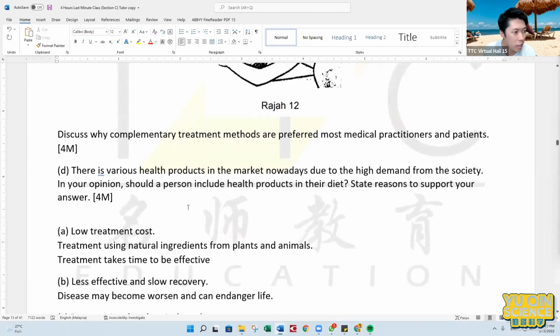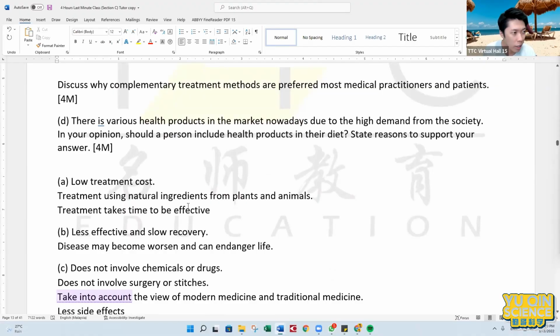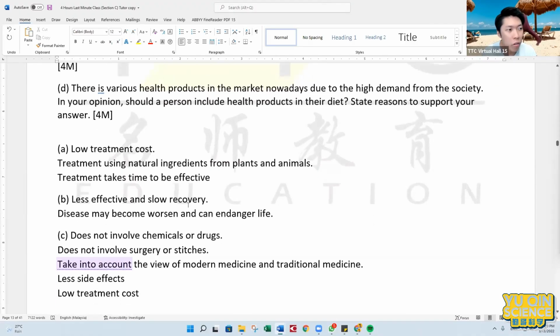What is D? There are various health products in the market nowadays due to high demand from society. In your opinion, should a person include health products in their diet and state the reason? So this is the opinion question. Of course, it doesn't sound like in your opinion, but you see, should a person is like in your opinion, and then give a reason to support. So this is your skill number 4, evaluation. Like yes, no, please tell me your reasons.